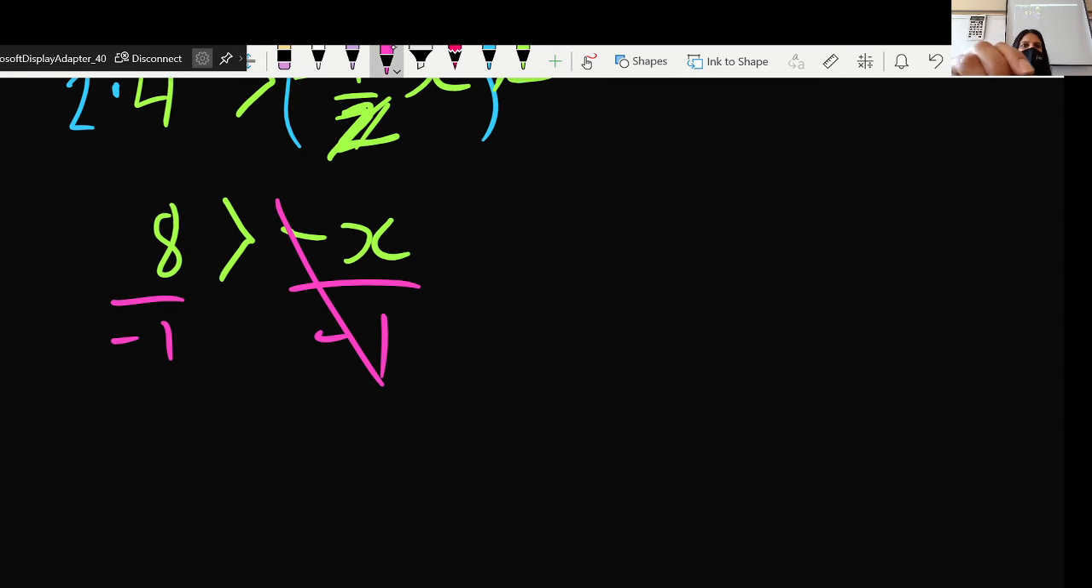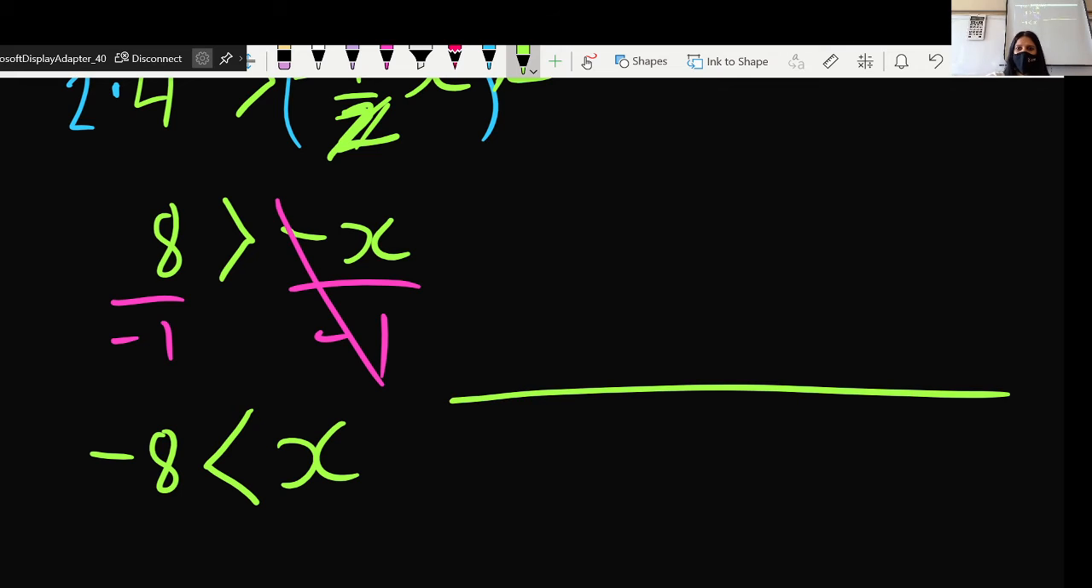So that would then be gone. What happens to the sign when I do that? If this flips, so x is actually greater than, what does this become? 8 divided by negative 1? That's just negative 8. Everybody good with that?